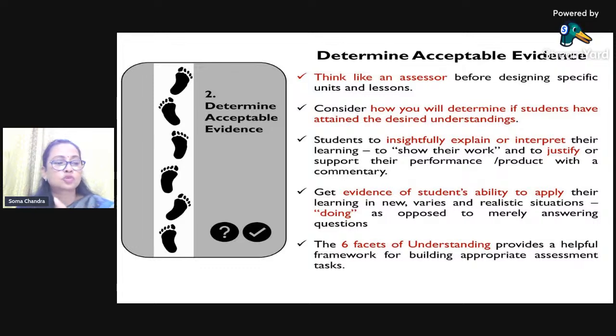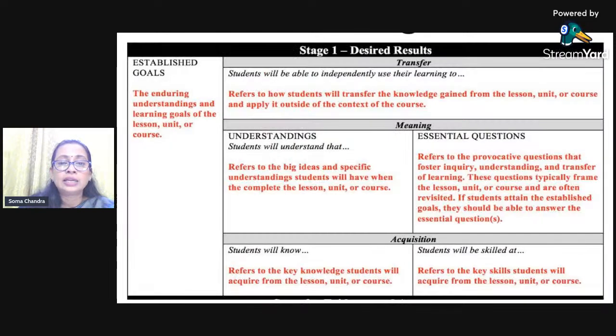Get evidence of students' ability to apply their learning in new varied, say different kinds of questions and realistic situations. And follow the 6 facets of understanding. That would definitely help you to create a framework for building appropriate assessment tasks. So remember, understanding is very, very important.